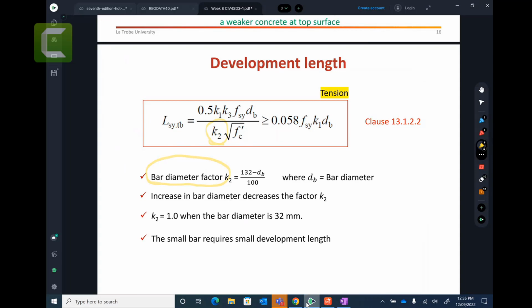Let's check it. Look at this one. This is the development length. Development length equals 0.058 fsy K1 db, where db is your bar diameter. If I increase this, the development length will increase. Forget about the other terms. If I increase db, I need to provide more development length. Do you agree with me? OK, the maths you understand. Now come back to the practical.